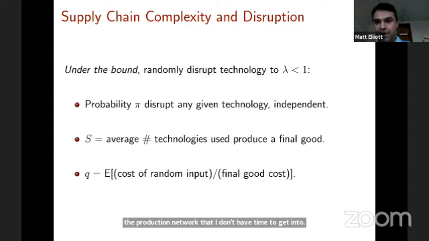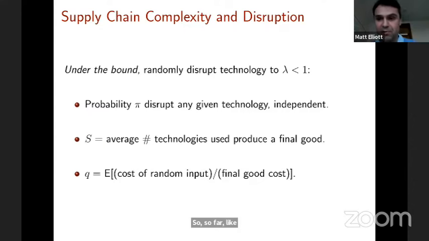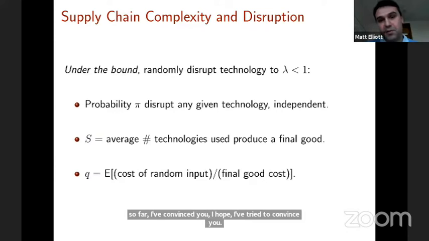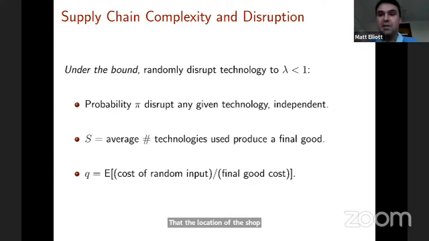So far, I've tried to convince you that the location of the shocked technology in the production network is going to matter in the short run. Something that we're interested in more broadly is what broad properties of the production network are going to be more robust, what are going to be more fragile, and when are the disruptions going to be larger on average?